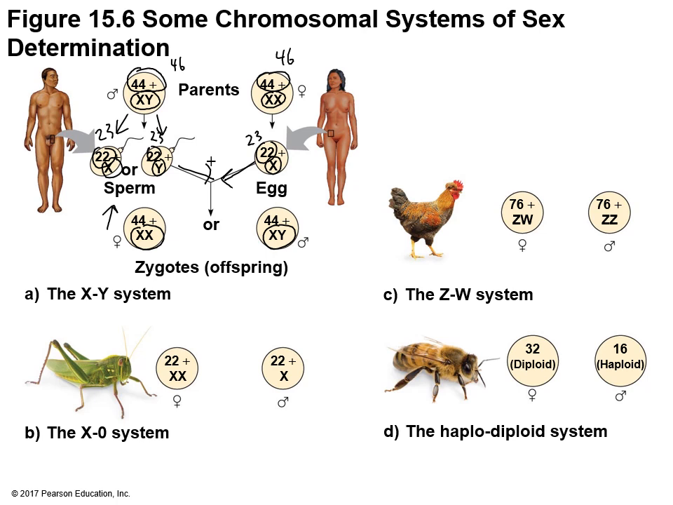And we see different systems here. For example, the chicken and the grasshopper have different numbers of chromosomes, and they're also represented by different letters. So we'll mainly focus on human.